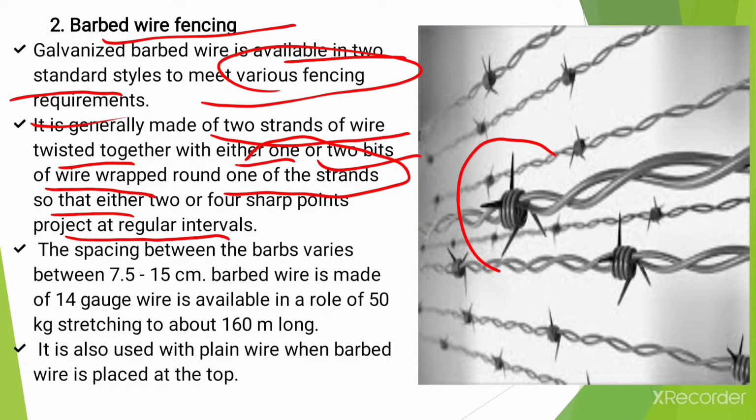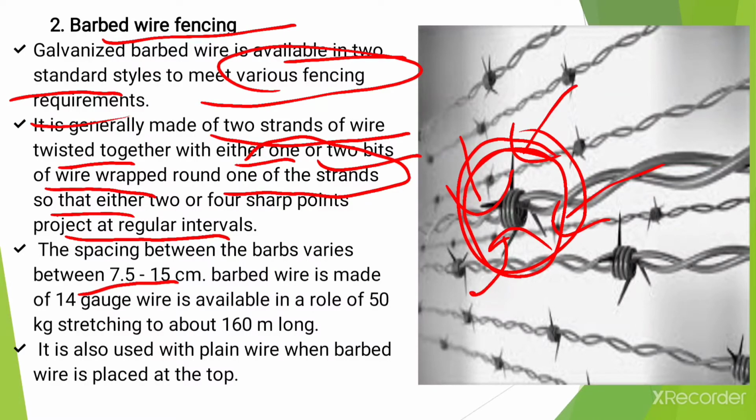Okay, it looks like this, and here there are four projections formed. Then the spacing between the barbs varies between 7.5 to 15 centimeter. This projection or structure is called a barb, and the spacing between the two barbs is about 7.5 to 15 centimeter.